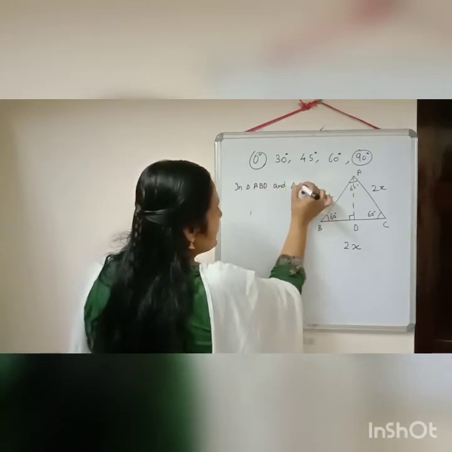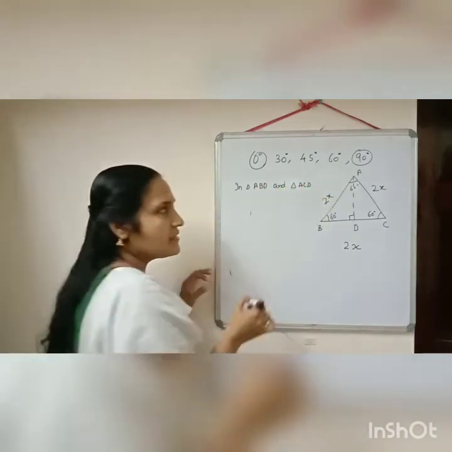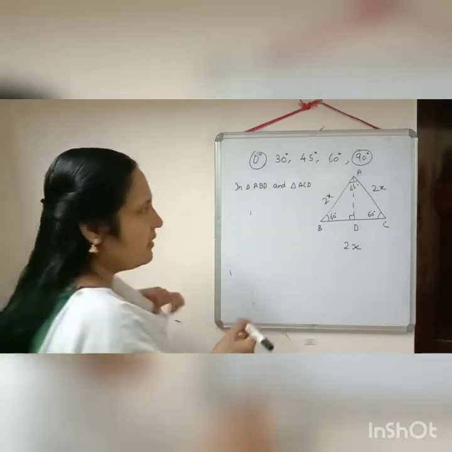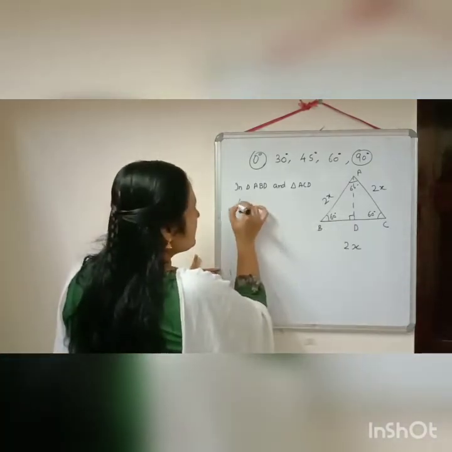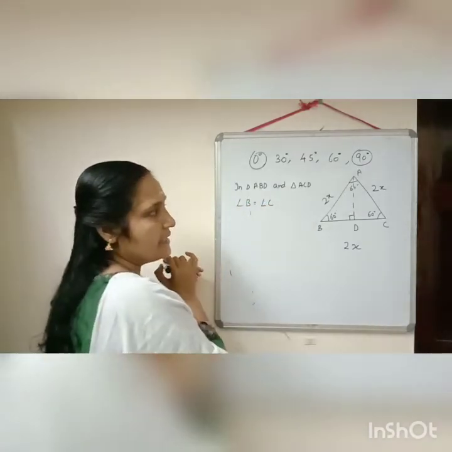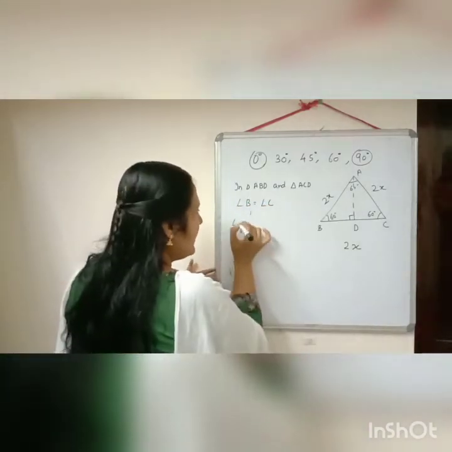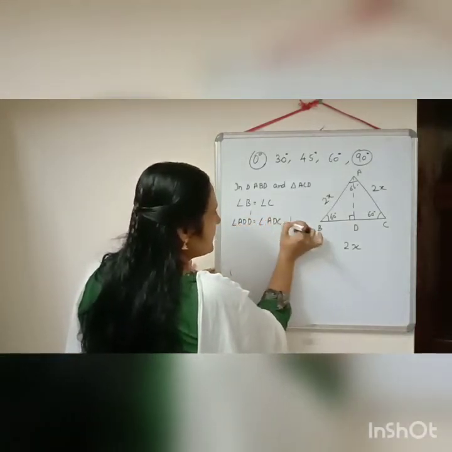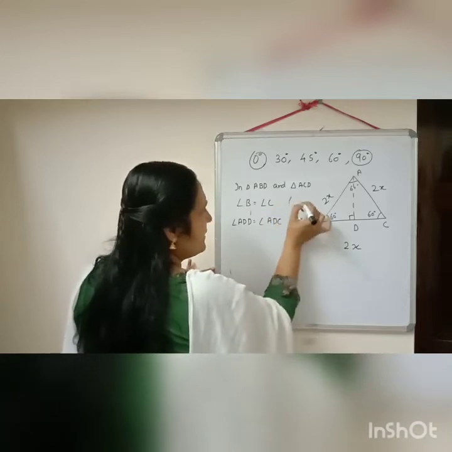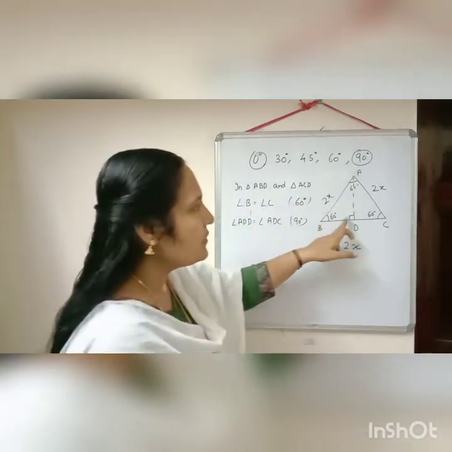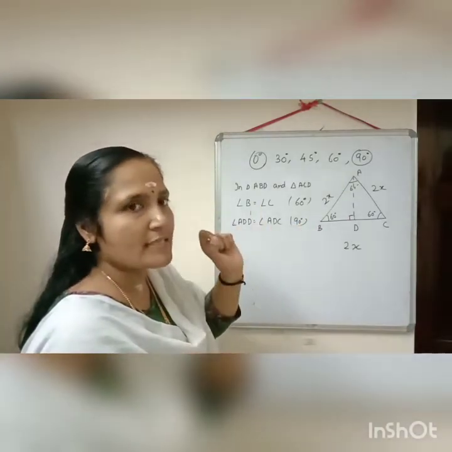Now just to check, write down, in triangle ABD and triangle ACD, do we have some equal sides and equal angles? Yes, can you tell me? Okay, angle B is equal to angle C. Then angle ADB is equal to angle ADC. Reason will be 90 degree, and here both are equal to 60 degree. So we got two equal angles.